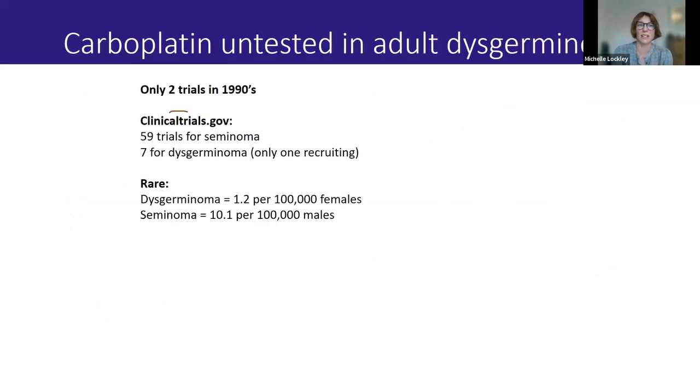But in clinical trials, carboplatin in adult dysgerminoma is essentially untested. This is, in fact, a typo. There's only one trial in the 1990s of carboplatin in adult dysgerminoma, which in many people's opinion didn't use sufficient dose intensity, and was terminated early. And this is an ongoing problem, probably because of how rare dysgerminomas are. If we did a recent search on clinicaltrials.gov, there were 59 trials for seminoma and only 7 for dysgerminoma and only 1 recruiting. I think this just reflects the fact that the tumour type is rare.